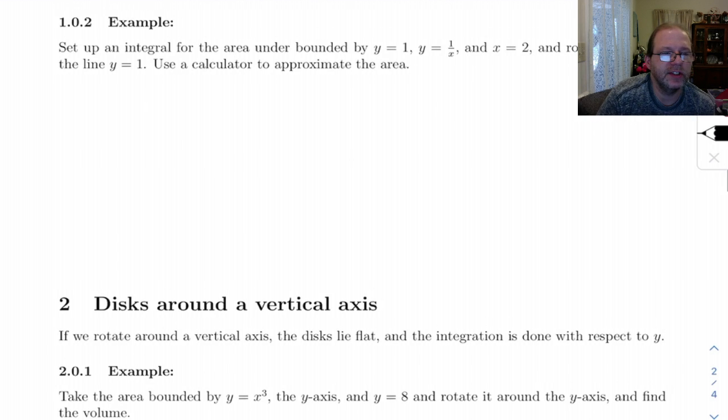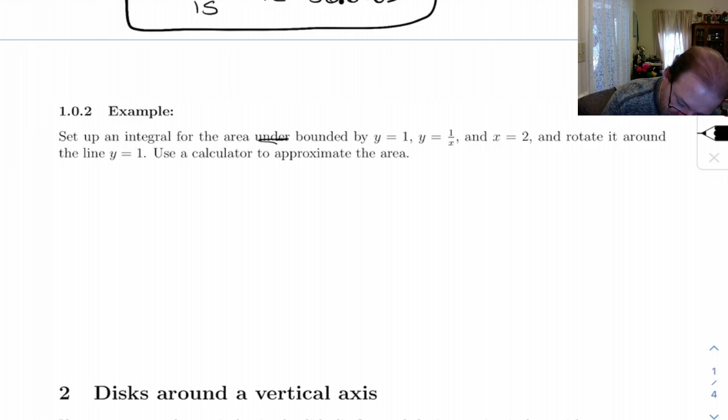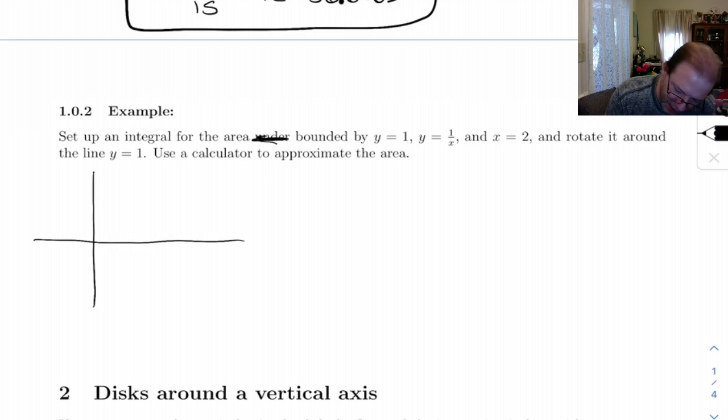Example 102 says, set up an integral for the area bounded by y equals 1, y equals 1 over x, and x equals 2, and rotate it around the line y equals 1. And then use a calculator to approximate it. All right, so first up, we want to graph this area. We could use a computer, but I'm not going to. I'm just going to graph it by hand.